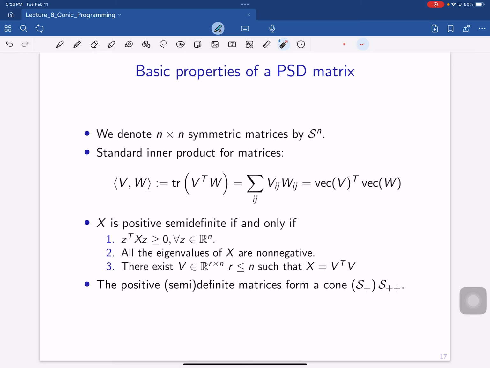Also, for a PSD matrix, there exists a matrix V of dimension r times n, where r is less than or equal to n, such that X can be decomposed as V V transpose. This is a property of the PSD matrix. And then we denote the positive semi-definite cone by S plus, and the positive definite matrices by S plus plus. Okay.